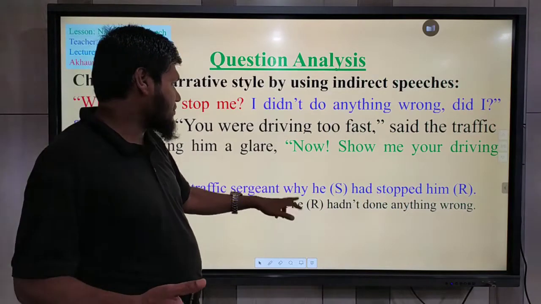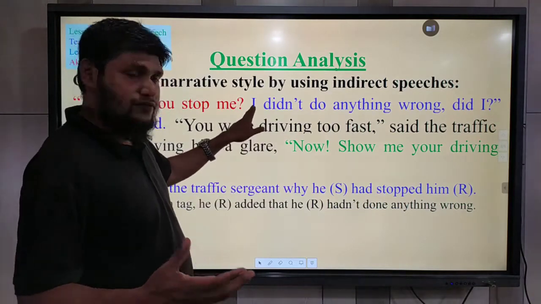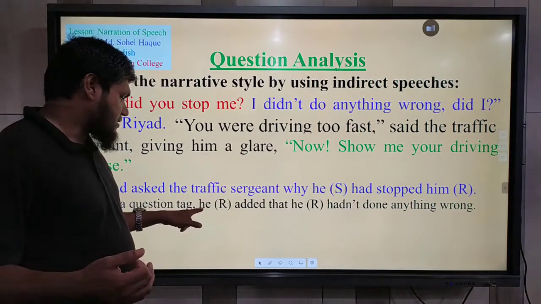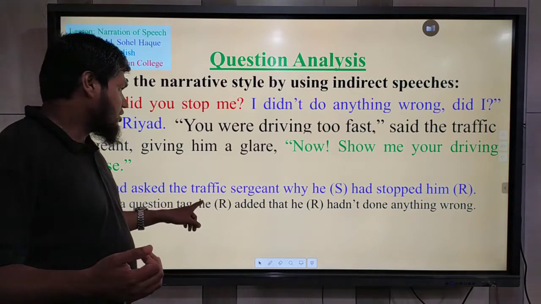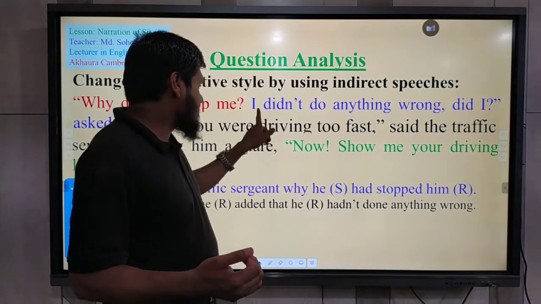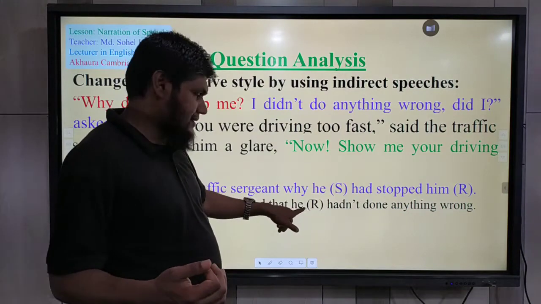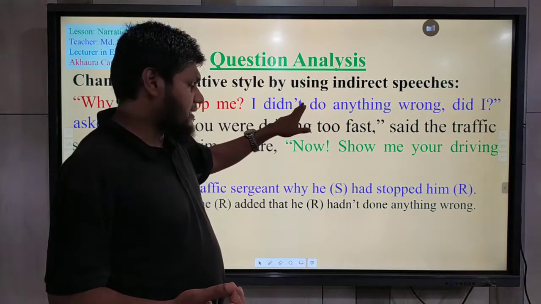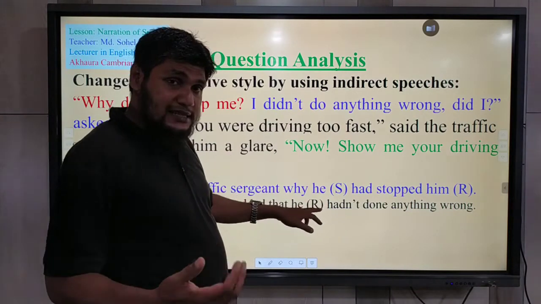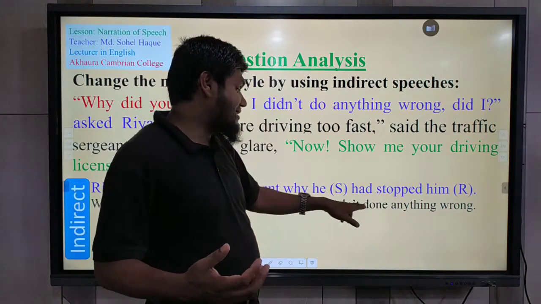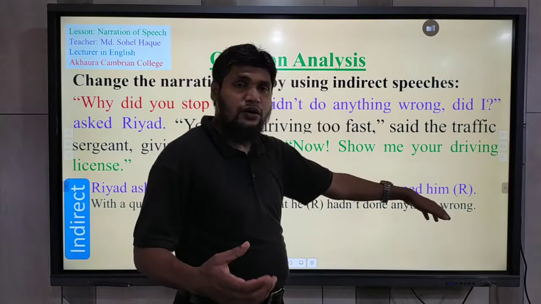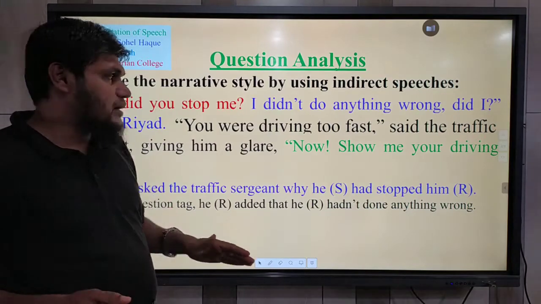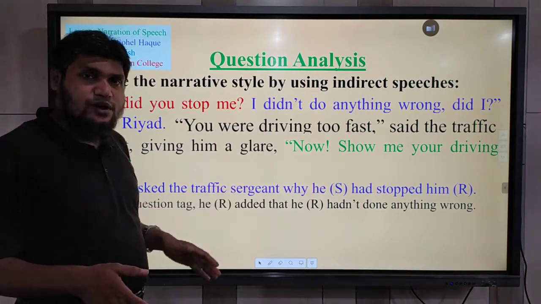Okay. Next, the subject. Who is the subject? I. I is first person. First person should refer to the subject of the reporting speech. Who is the subject here? He. So he comes here instead of I. That means Riyad. He is here Riyad. Okay. Didn't do anything. It's past indefinite tense. It should be changed into past perfect tense. Hadn't done anything wrong. Okay. So we have changed the first speech of the conversation, and it was the speech of Riyad.